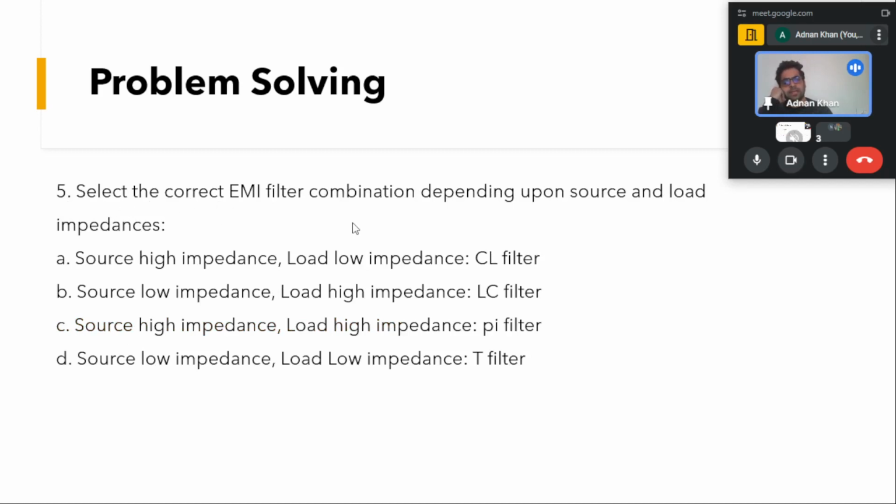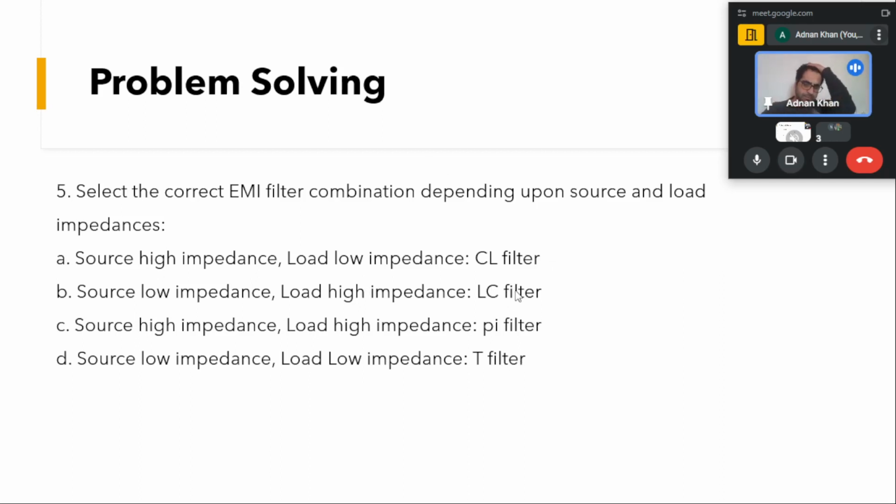Now question number 5: select the correct EMI filter combination depending upon the source and the load impedance. If the source has high impedance and the load has low impedance, a CL filter is used. If the source has low impedance and the load has high impedance, an LC filter is used. If the source has high impedance and the load also has high impedance, the pi filter is used. If the source has low impedance and the load also has low impedance, a T filter is used. So you have to answer which of these is correct.